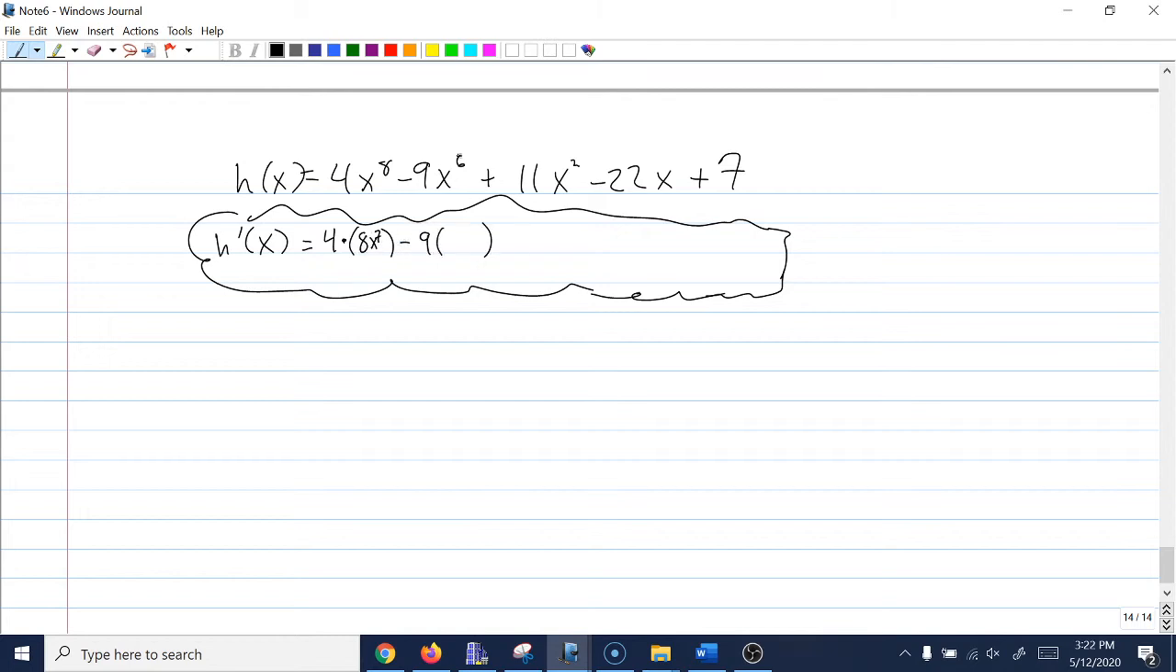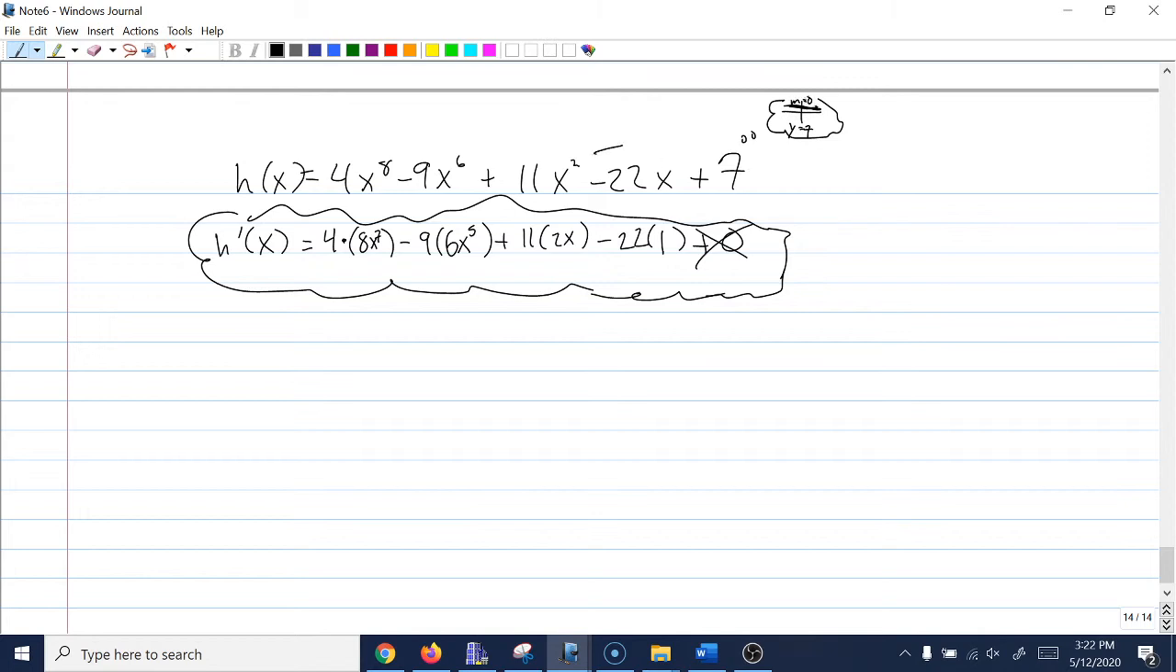Minus 9 times, what's the derivative of x to the 6? The derivative of x to the 6 is 6x to the 5. Plus 11 times, what's the derivative of x squared? Derivative of x squared is 2x. Minus 22 times, what's the derivative of x? It's 1. Plus, what's the derivative of 7? 7 is a constant. Its derivative is 0. You might be thinking about what y equals 7 looks like. It is a horizontal line. Its slope is always 0.